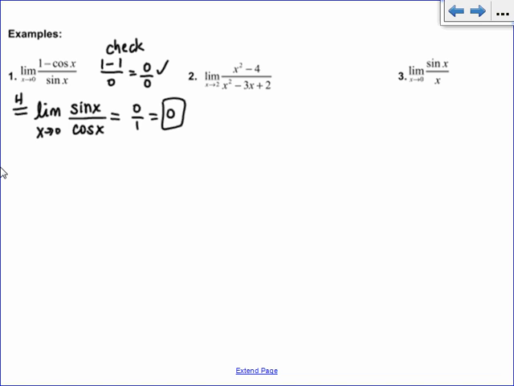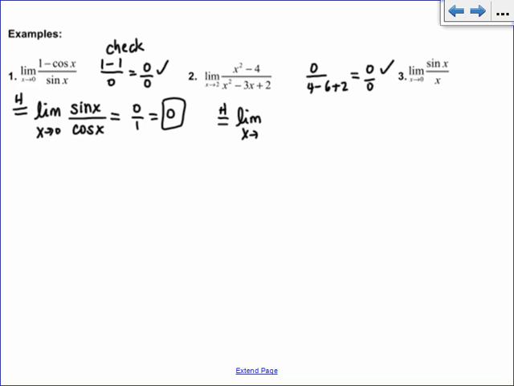It's 0 over 0 or infinity over infinity. It has to be one of those two things. All right, so this one. If we plug in 2, on the top we get 0. On the bottom we get 4 minus 6 plus 2. We also get 0. So it's in one of those indeterminate forms, 0 over 0 or infinity over infinity. So we do L'Hopital's rule.